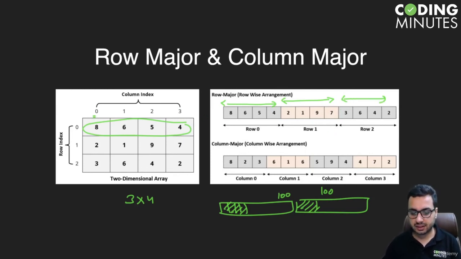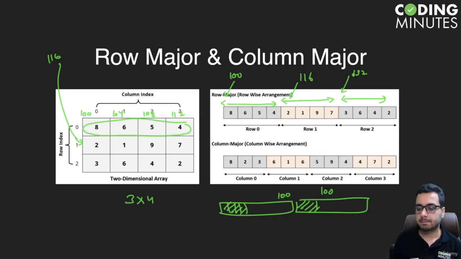So if this address is, let's say, 100, this is 104, this is 108, this is 112, and the next address would be nothing but 116. Okay, because it is part of a linear memory. So this address is going to be 116 and this is going to be 120. Similarly, this address would be nothing but 132. So I hope you understood what row major form is.